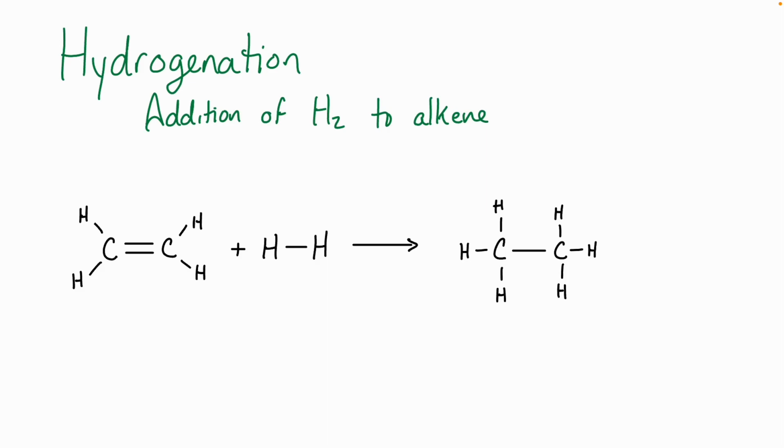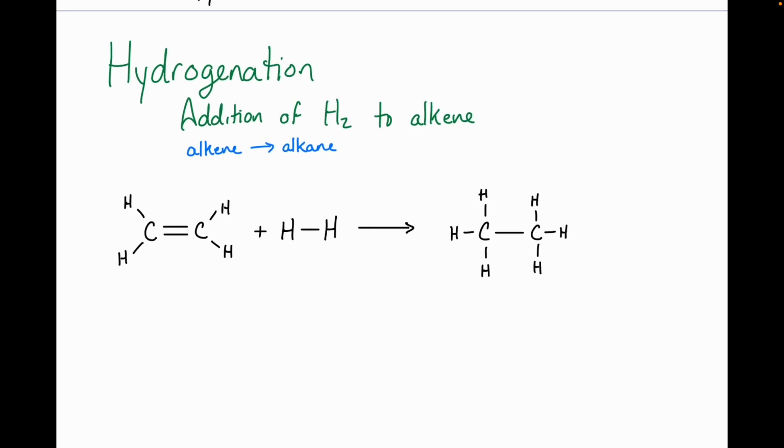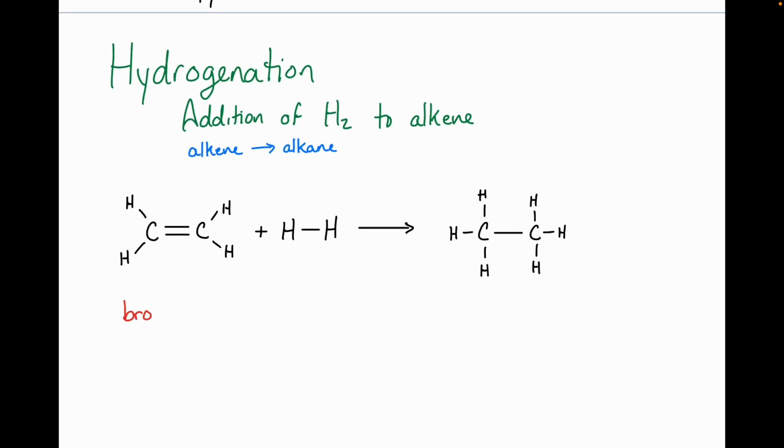All right, so all I'm going to do is add my hydrogen to either side. So what does our hydrogenation reaction do? Converts an alkene to an alkane. Cool. All right, so now let's go through, figure out what bonds are broken and what new bonds are being formed. So we can calculate the enthalpy of this reaction here.